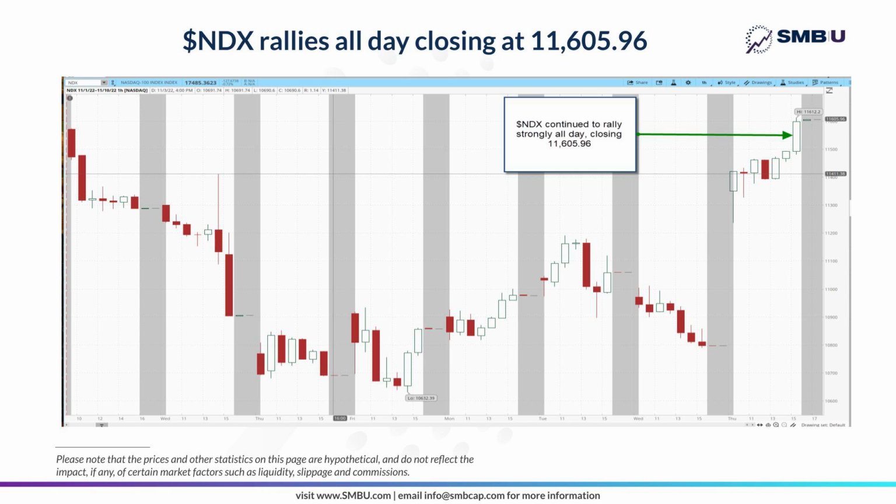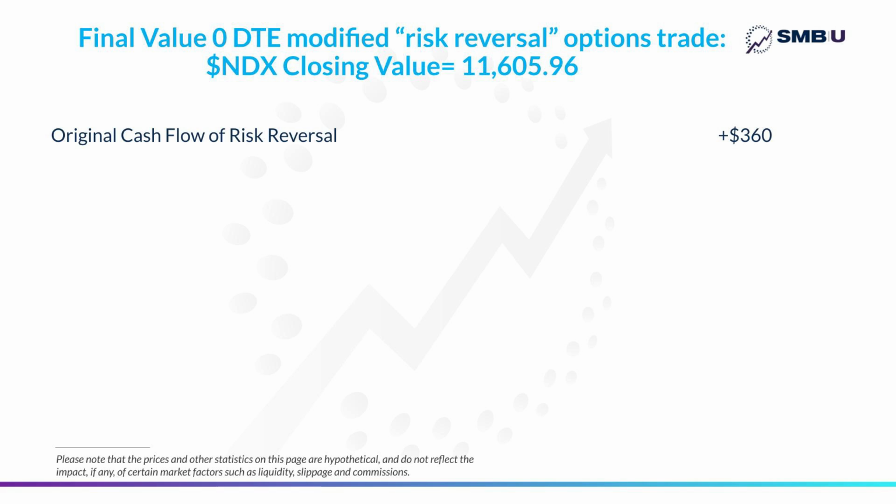And as we can see, the index closed at 11,605.96, up dramatically on the day. And so again, we're in a position now to assign a final value to each of these options, because the options are now expired. So we start out by acknowledging that we got that $360 in cash originally, when we executed the trade.